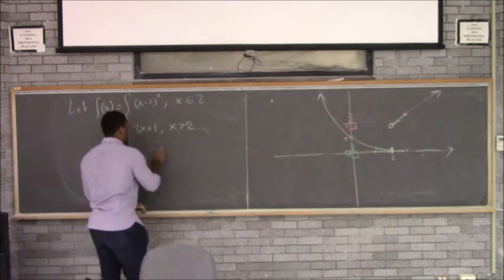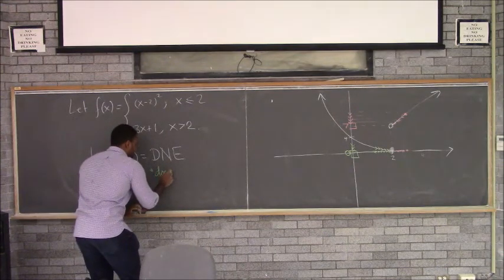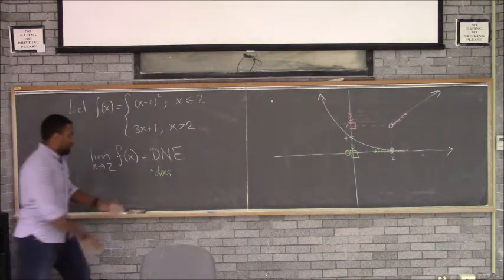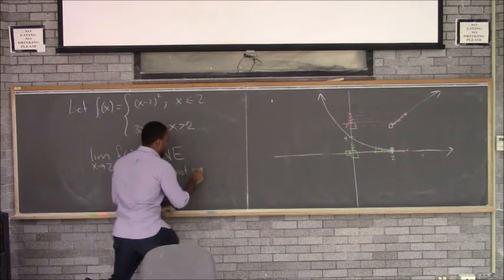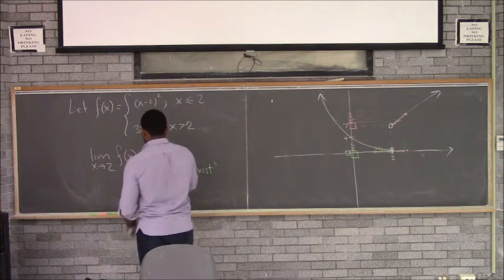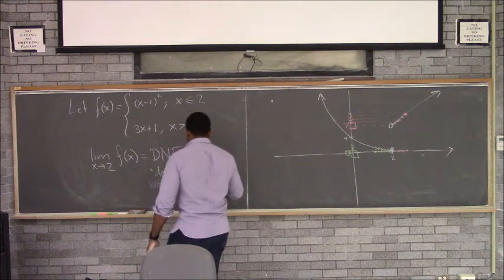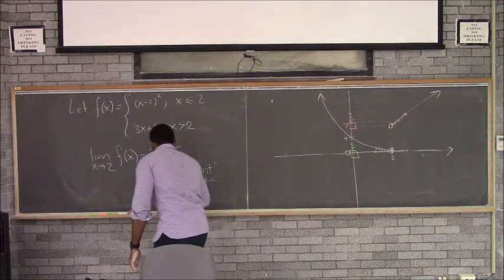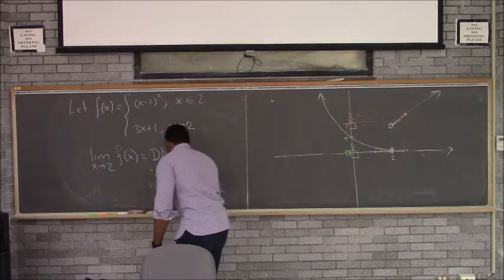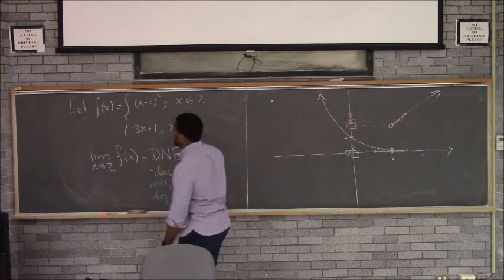We write DNE. So what that means is does not exist. It's kind of like saying the limit is undefined, but we don't use the phrase undefined. We say does not exist. That's how it works. DNE stands for does not exist. And the reason why it does not exist is that the y value does not approach a unique number.